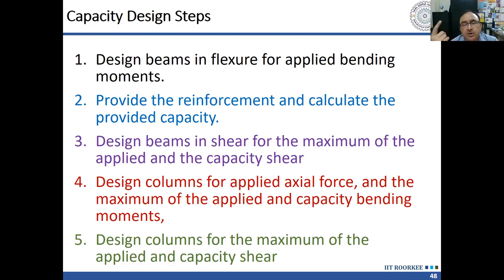One shear force we have got from our analysis, another shear force we are getting from the capacity of the beams which we have provided. Whichever is larger, that we will use to design the beams in shear.